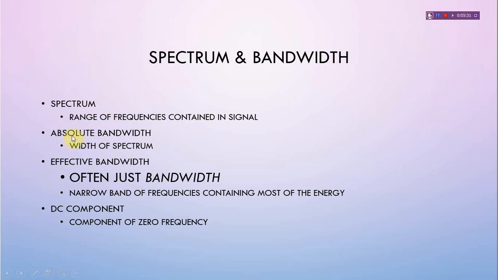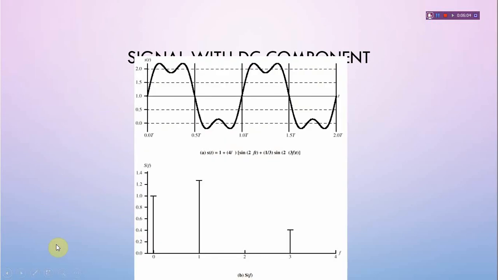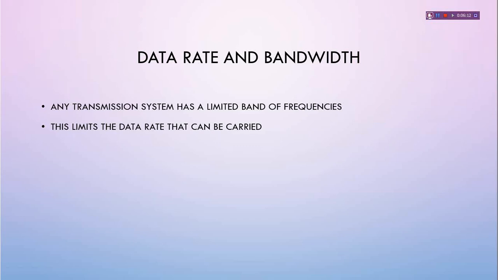Then spectrum, a range of frequencies contained in a signal, that is spectrum. And absolute bandwidth means the width of the spectrum. Effective bandwidth is known as bandwidth, the narrow band of frequency that contains most of the energy. And DC component means the component of zero frequency, that is known as the direct current component. This is an example of a signal with DC component.